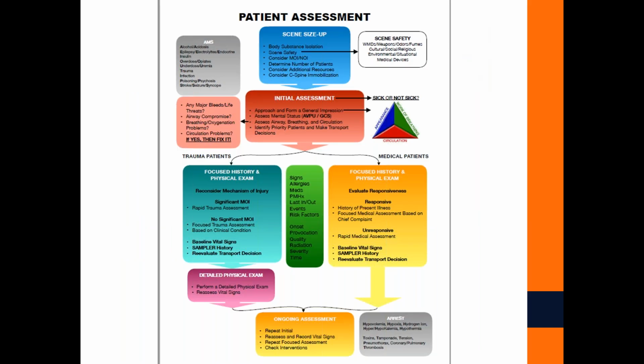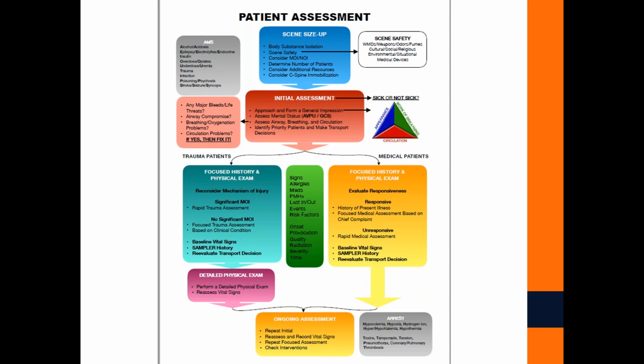So here we go. Those top two should look very familiar. Our scene size up and our initial assessment. Scene size up is going to be that scene safety, BSI. We're going to start thinking of mechanism of injury versus nature of illness. Then we're going to get into making sure we don't have too many patients that we can't care for them all. We're going to think about some additional resources that may be necessary, police, fire, other EMS, gas, light, whoever. Then we're going to maybe start thinking about some cervical spine immobilization, especially if this was a trauma patient.